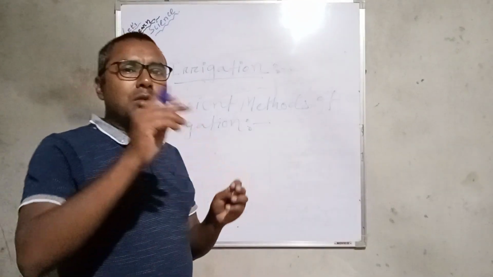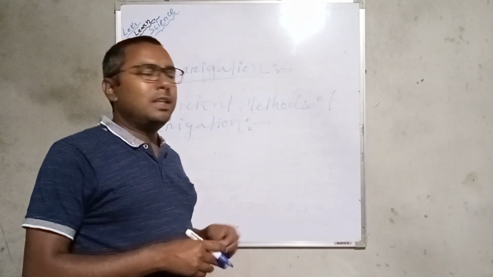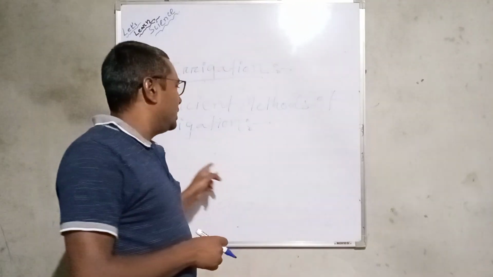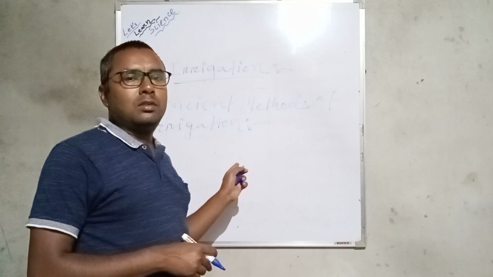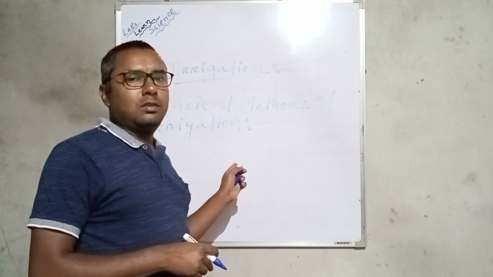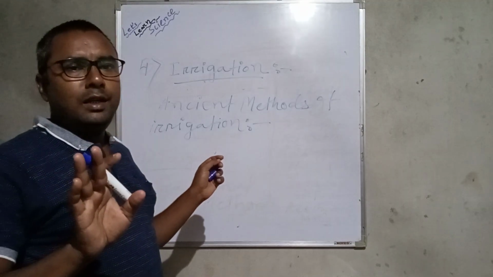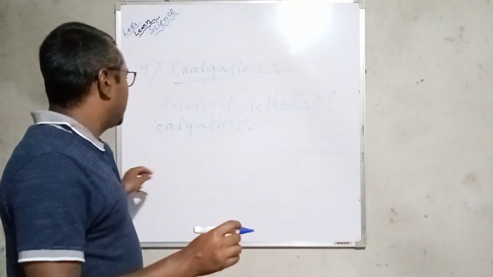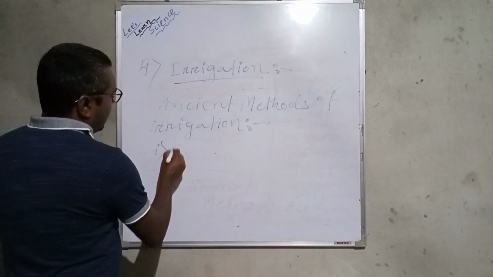sometimes a multiple choice question is used to give: which one of the following is an ancient method of irrigation? That's why you should read this one very carefully. You should learn from your heart so that you should not forget it. Explanation is not required. You should only know the name of the method. That is the first one, moat.